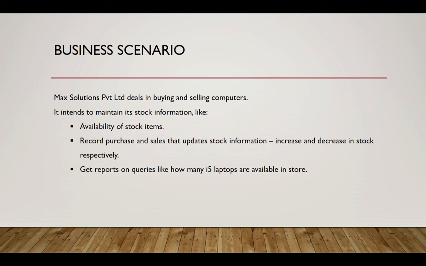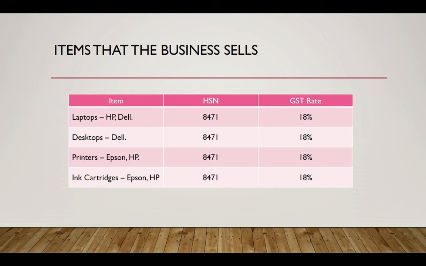The business deals in buying and selling of the following items. So it sells laptops, desktops, printers and ink cartridges. And the business sells those items from the following brand which are given on the screen. The HSN code related to these items is 8471 and these items attract GST of 18%.